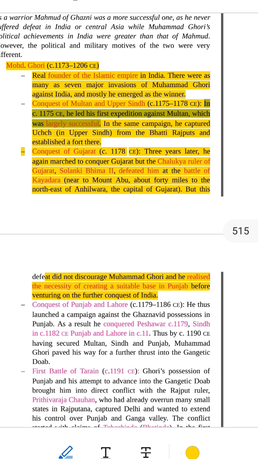Why did Ghori invade India? Ghori wanted to expand his empire. He looked toward India, which was full of rich cities and many small kingdoms always fighting each other. He saw a chance to attack and take over.